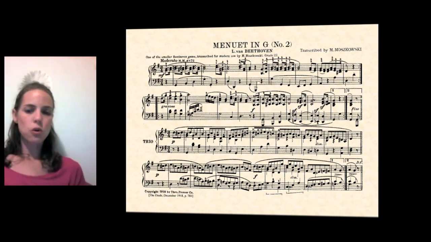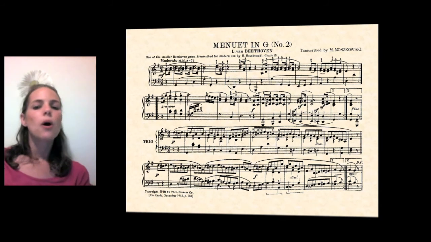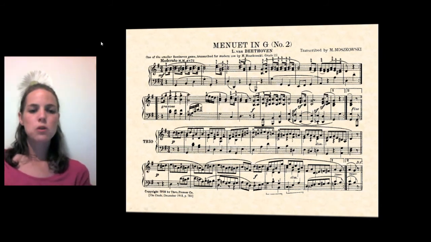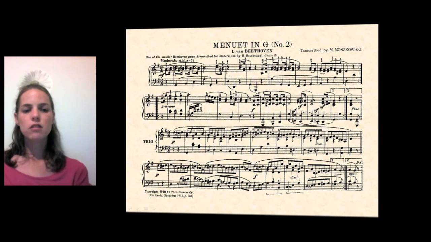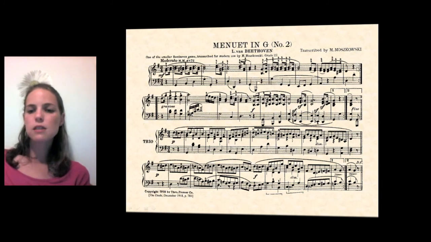Now let's take a few minutes here to look at the Minuet in G by Beethoven. Now, don't let the notes get scary. We're looking at the roadmap. So we're going to start this piece all the way through. What does this symbol mean? Good, that means repeat. So we're going to repeat back to the beginning because there were no repeat brackets.